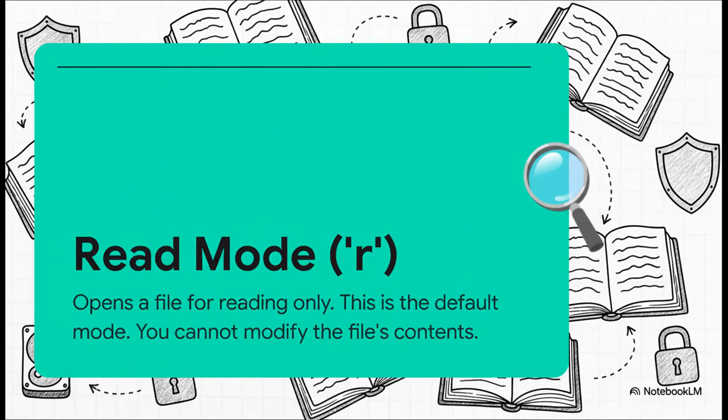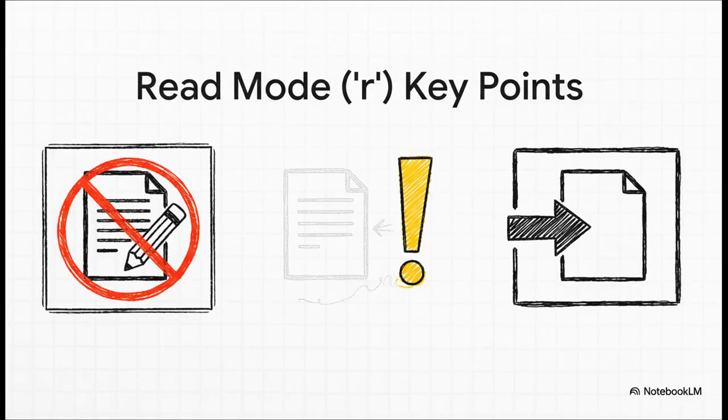Okay, first up is read mode, or R. You can think of this as your safety on mode. It is purely for looking at data. You literally can't change a thing, which makes it perfect for just retrieving information. Now, here's a key thing about read mode. If the file you're trying to open doesn't exist, Python will raise an error. And that's not a bug, it's a feature. It stops your program from failing silently and tells you exactly what's wrong. Hey, the file you were looking for isn't here.